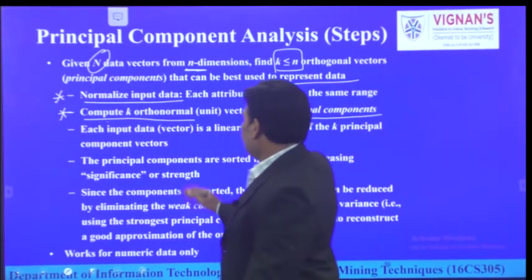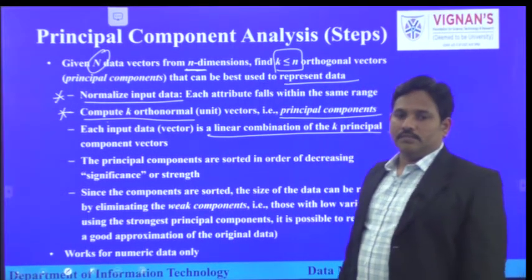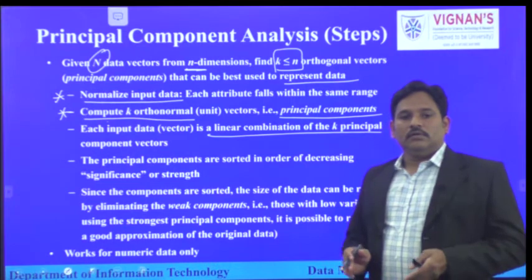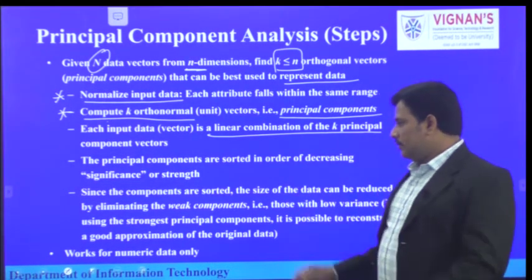And next, each input data vector is a linear combination of the k principal component vectors. That means here we are comparing all attributes with each other. If they are linearly separable, we can do it.